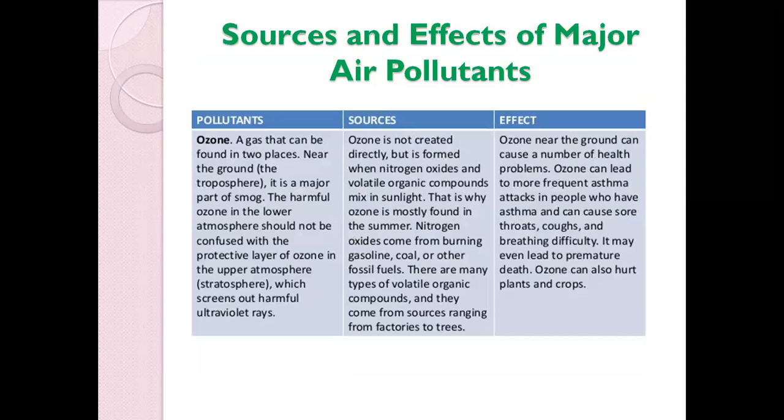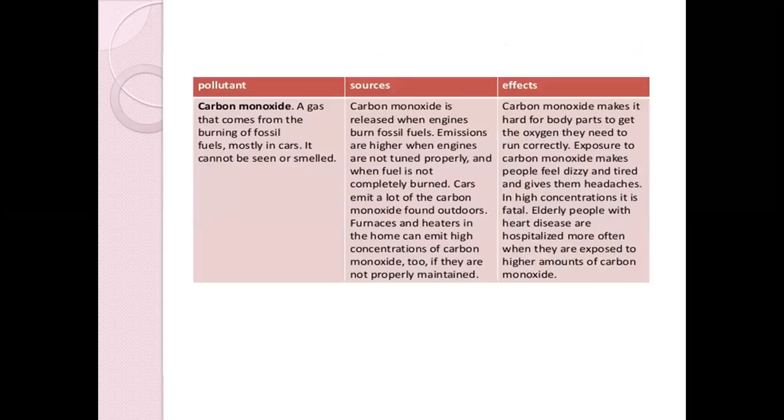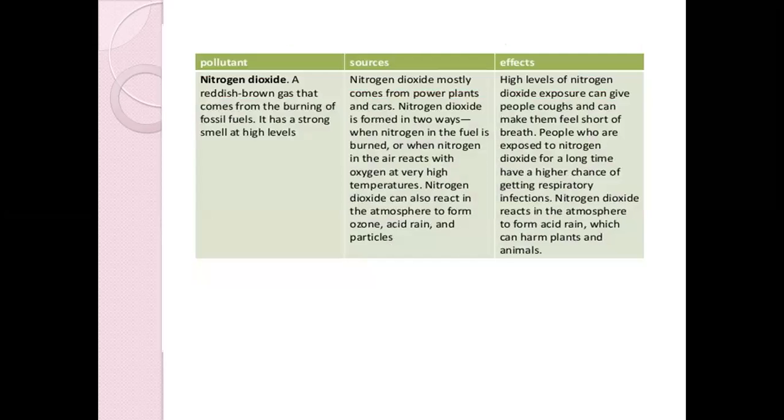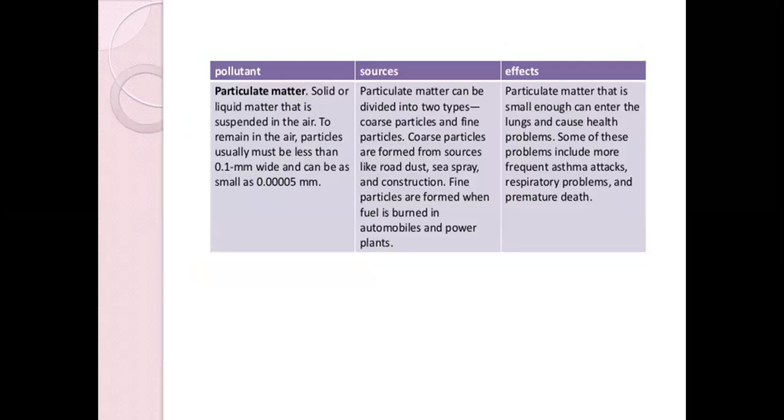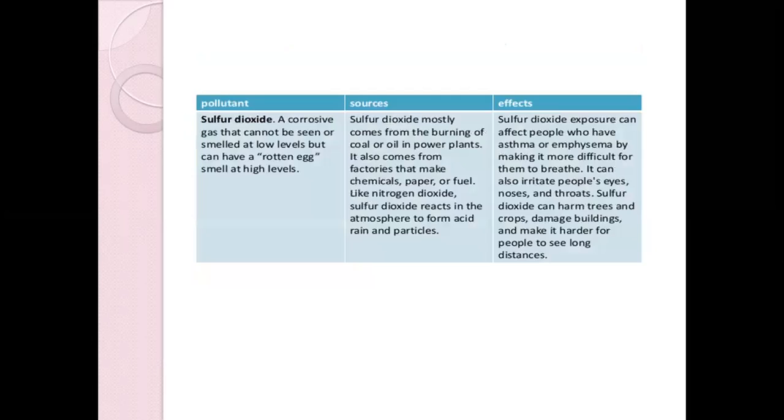So these are the major pollutants. Like ozone, which I've said we have two types, found in two places, one in the lower and one in the upper atmosphere. Then carbon monoxide, then nitrogen dioxide, which forms acid rain and can cause respiratory problems. Then particulate matter, which is matter suspended in the air. Then sulfur dioxide, which like nitrogen dioxide can react in the atmosphere and form acid rain, which causes destruction of plants and animals.